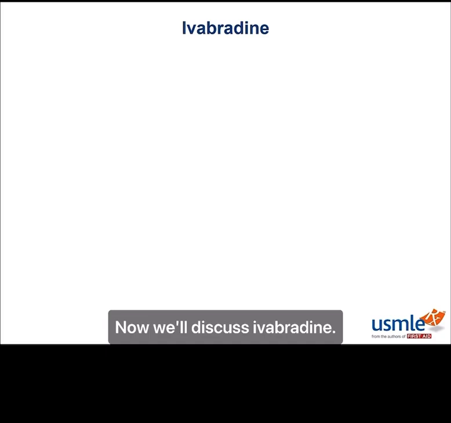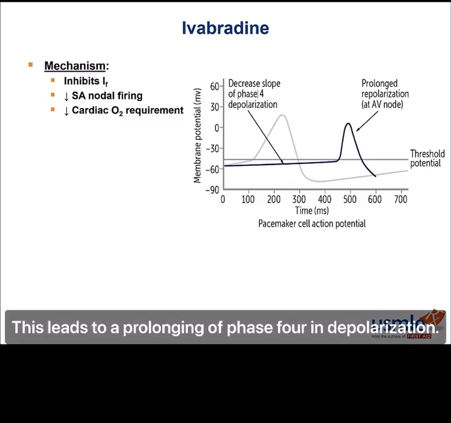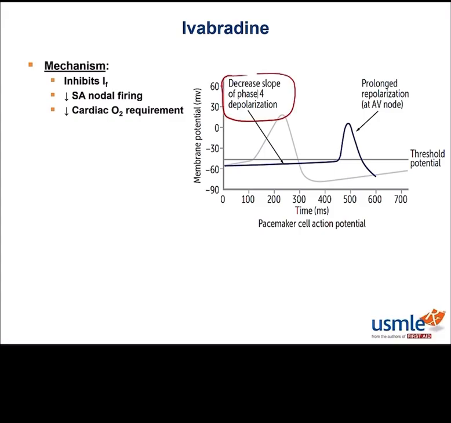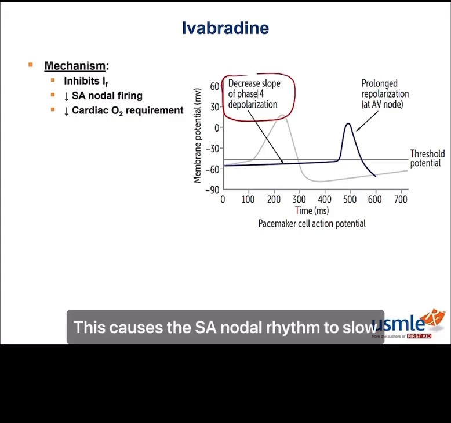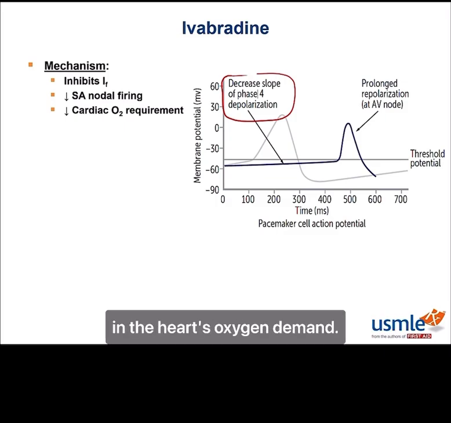Now we'll discuss ivabradine. Ivabradine selectively inhibits the sodium funny currents. This leads to a prolonging of phase 4 in depolarization. This causes the SA nodal rhythm to slow and also leads to a decreased heart rate without decreasing the contractility, which is great because this causes a reduction in the heart's oxygen demand.